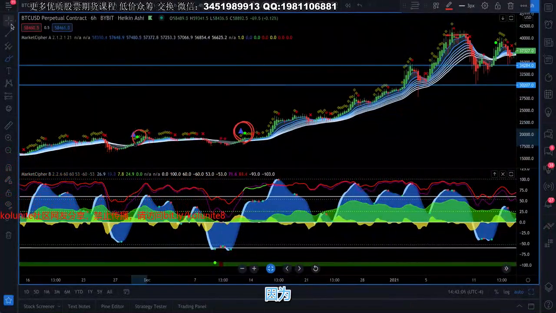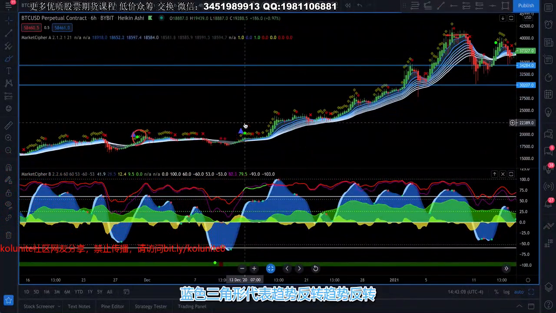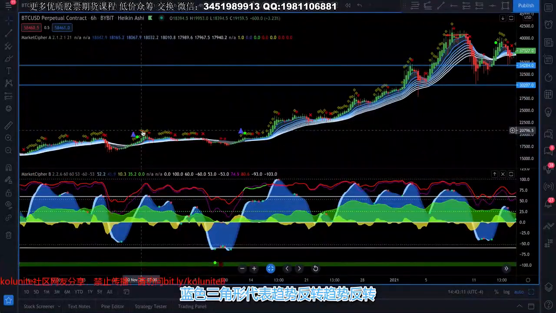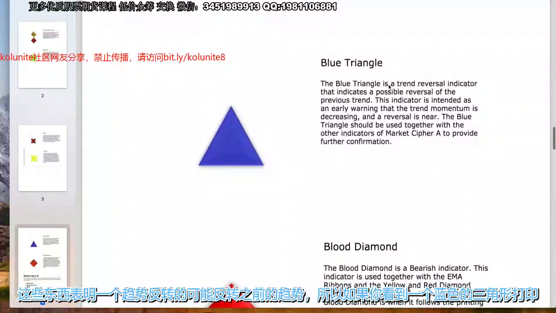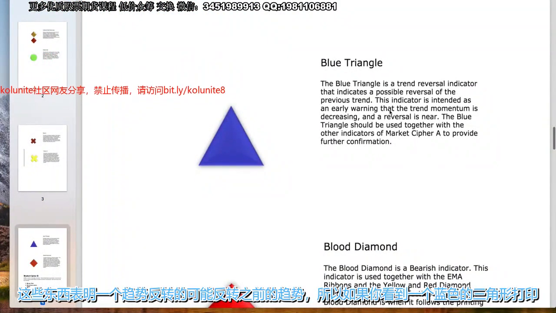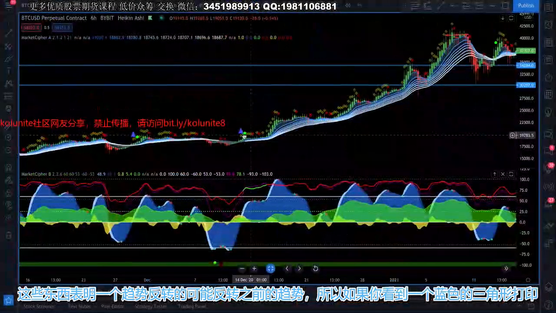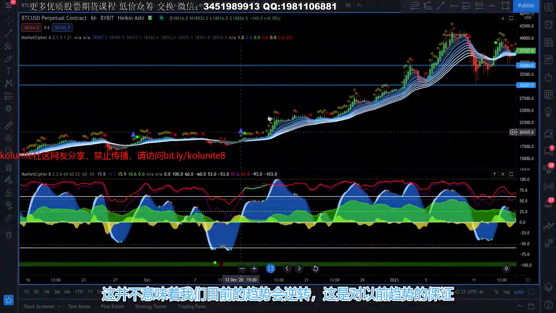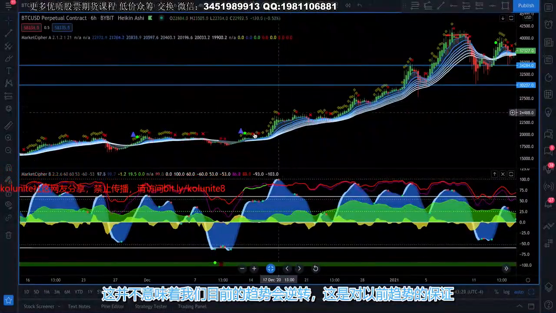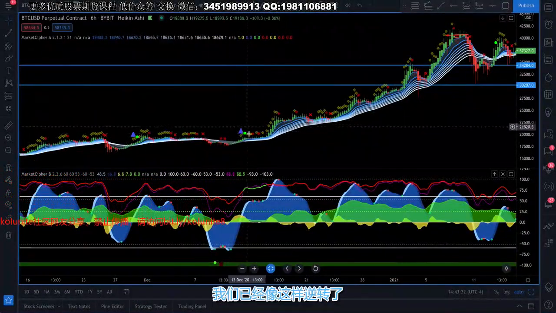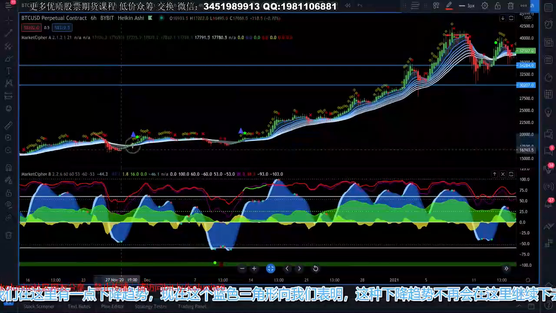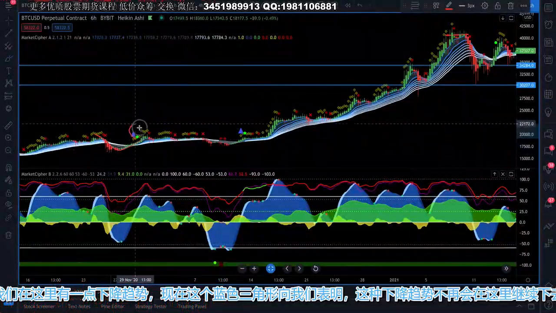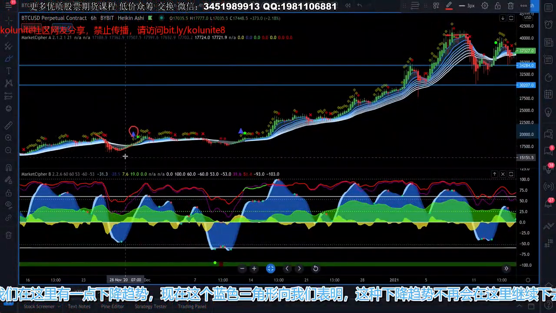And the reason for that is because the blue triangles represent a trend reversal. Let's check out the blue triangles. These things indicate a possible reversal of the previous trend. So if you see a blue triangle printing, it doesn't mean that the current trend we're in is going to reverse. It's a reassurance that the previous trend we were in has already reversed, like this, guys. We were in a little downtrend right here, and now this blue triangle is signifying to us that this downward trend is no longer going to continue.